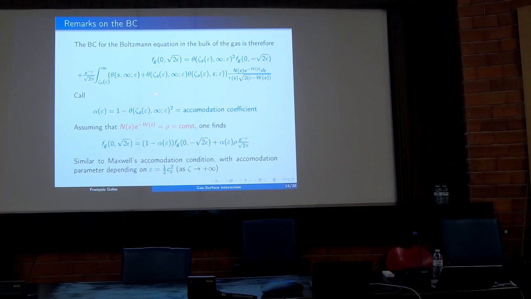And to go further, if you assume that n of s here is in fact a constant, you can solve explicitly this stuff here, and you find again something that resembles very much the Maxwell accommodation condition, except that here the accommodation parameter depends on the energy at infinity. And that's the only difference. But again, this is just a very crude approximation of what you have here. Let me show you some numerical simulation to finish, so that you can see by how much this is an approximation of reality.